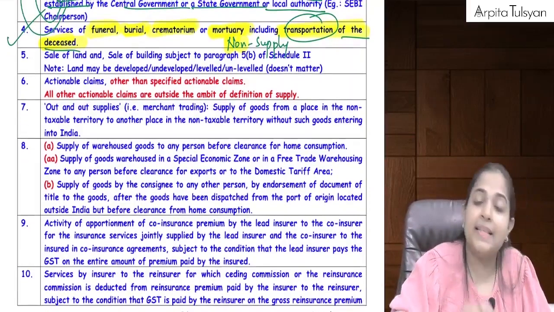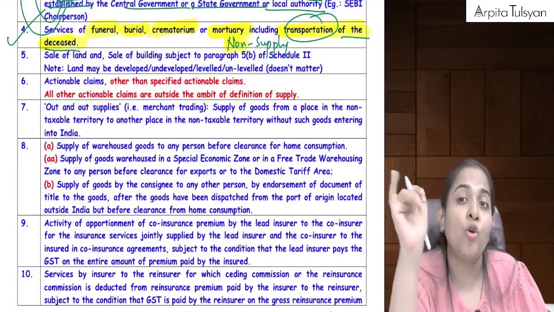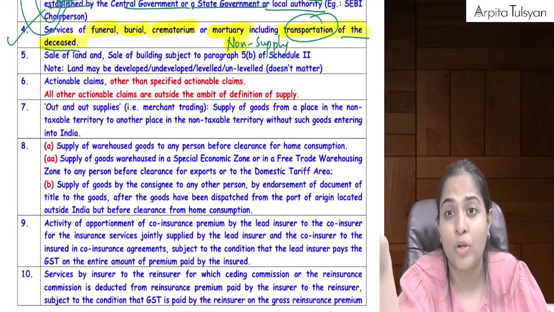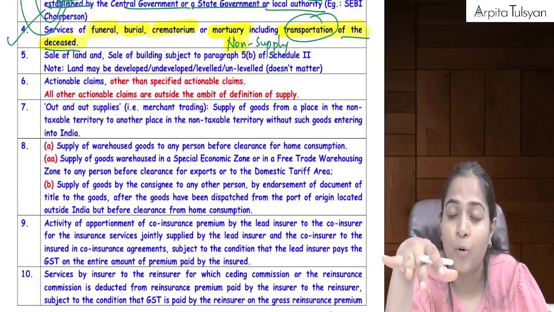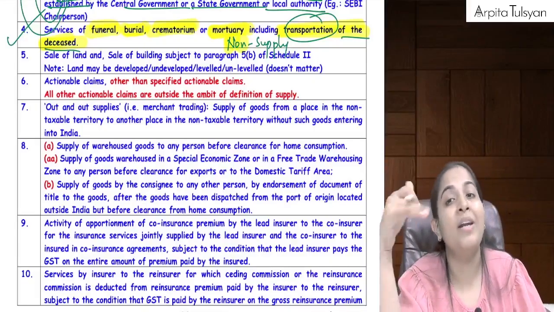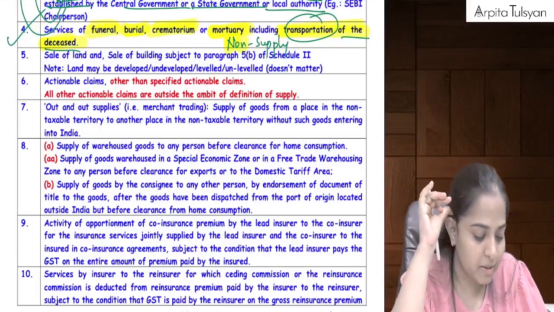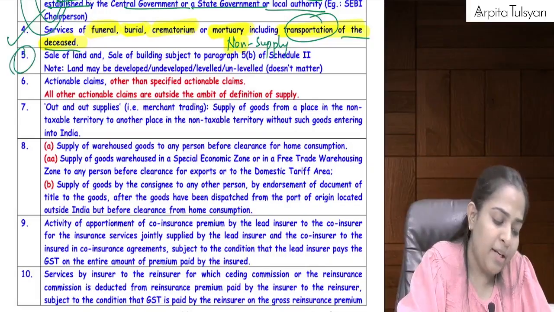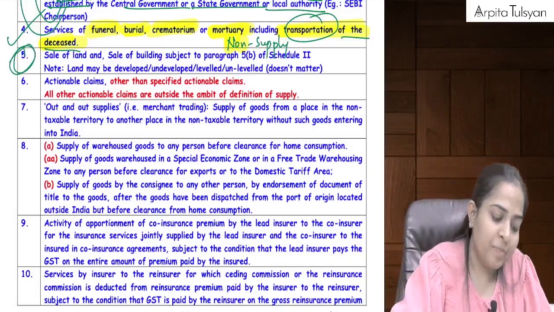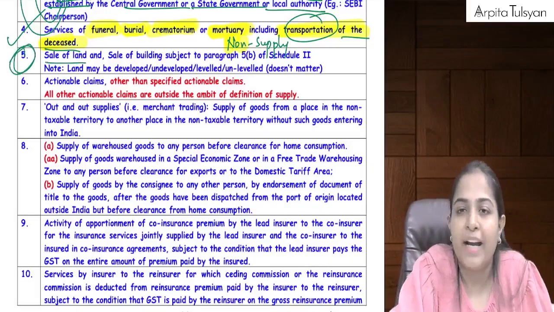Here we are not talking about a normal ambulance where we take a patient to the hospital or bring him home etc. Here we are talking only about death, like dead persons. Okay, then here again point number 5, important. Sale of land, we already know.